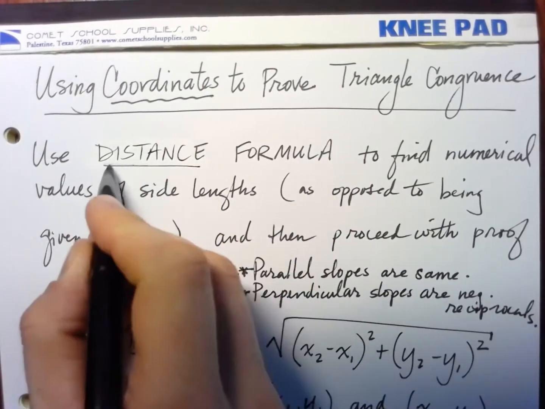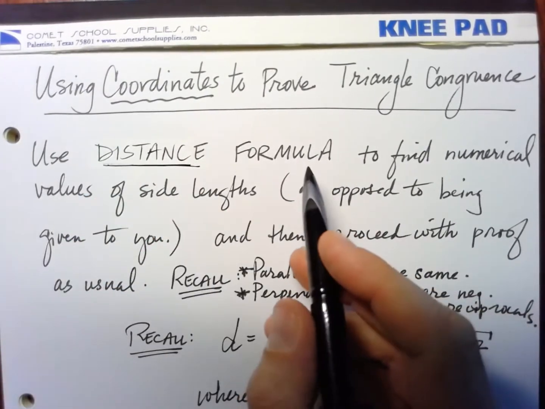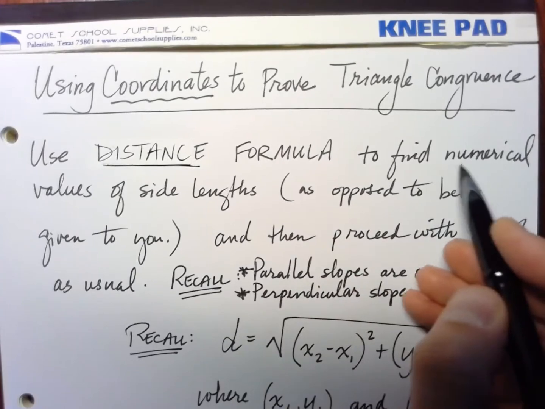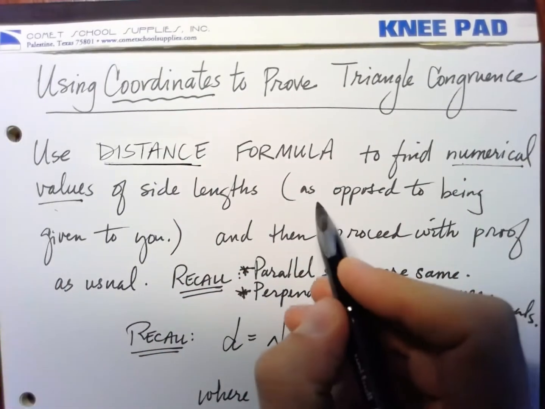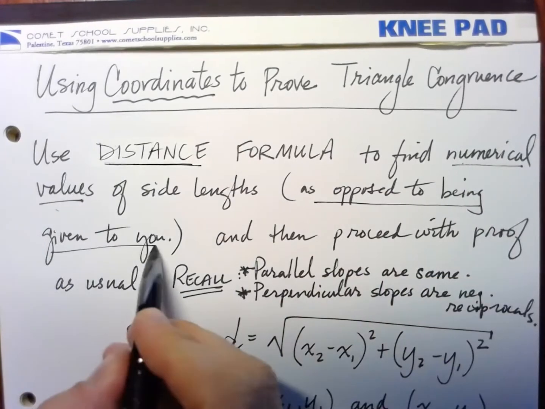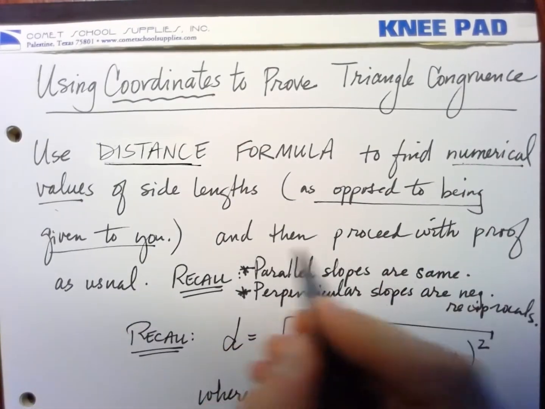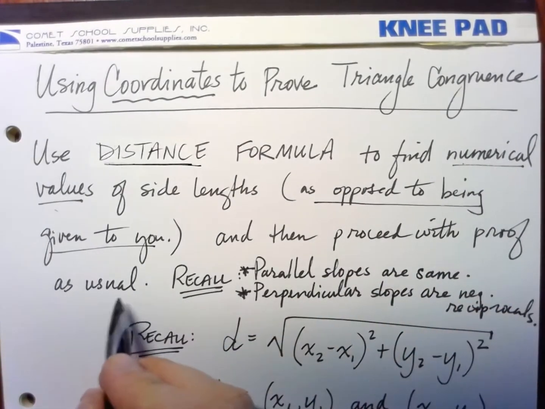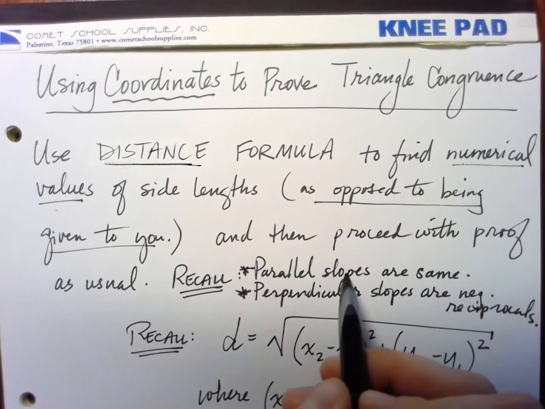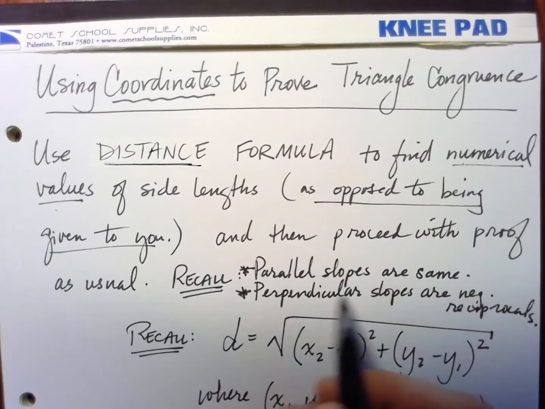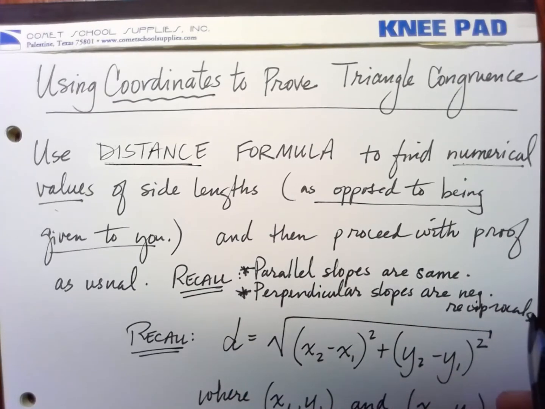Everybody remember the distance formula? We'll go over it in just a second. We're using the distance formula to find numerical values of the side lengths as opposed to being given to you. Okay? And then proceed with the proof as usual. So let's recall. Parallel slopes are the same. Perpendicular slopes are negative reciprocals of each other.